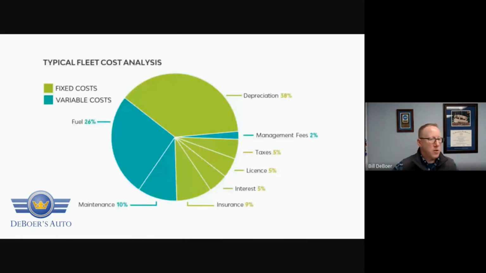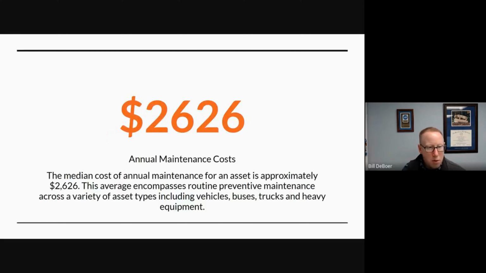When you get into looking at the typical fleet cost analysis, this graph breaks it down quite nicely. You can see the largest component is depreciation, which is 38%. That's a fixed cost associated with operating that vehicle, and that's the largest piece of it. Fuel would be the largest variable cost at 26%. Maintenance makes up about 10%, insurance makes up about 9%, and then everything else falls in line from there.